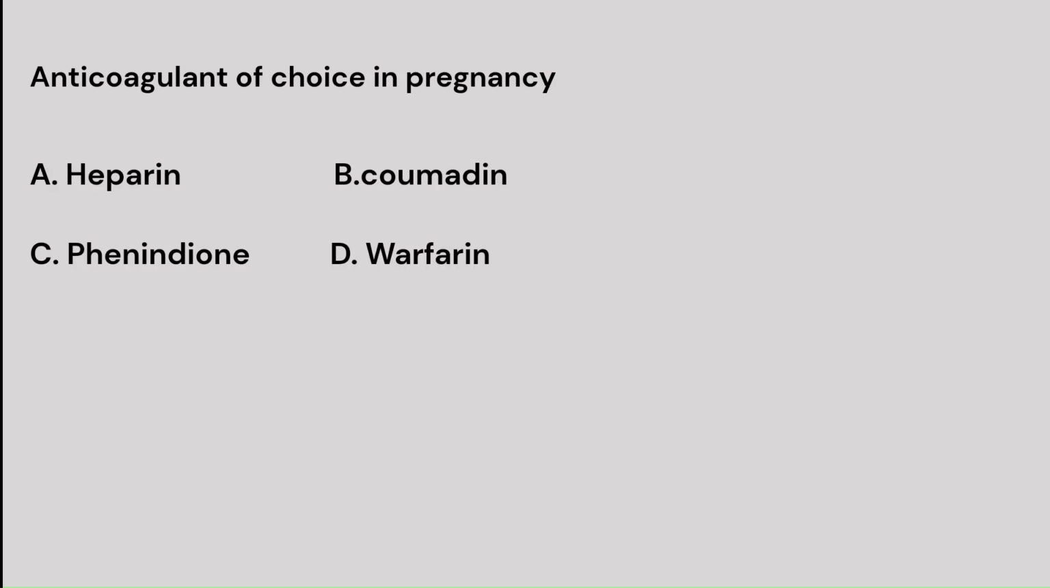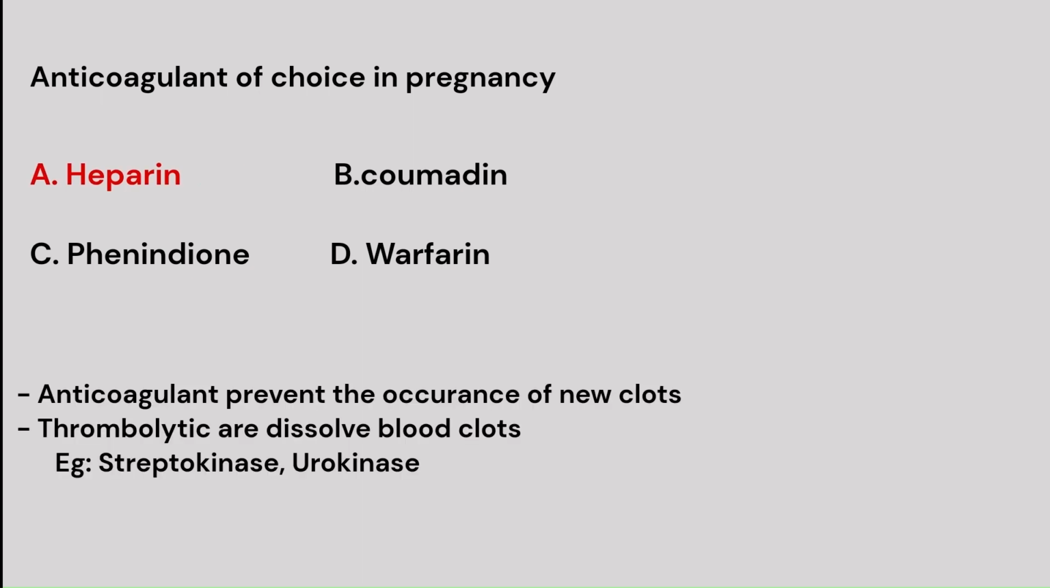Next question. Anticoagulant of choice in pregnancy. Option A, heparin. Option B, coumadin. Option C, phenidine. Option D, warfarin. The correct answer is option A, heparin. Anticoagulants prevent the occurrence of new clots. Thrombolytics dissolve blood clots. Examples are streptokinase and urokinase.